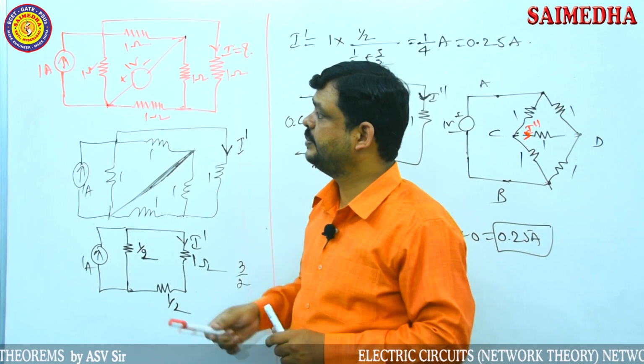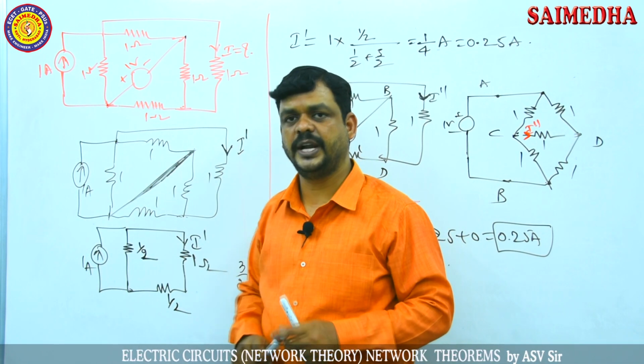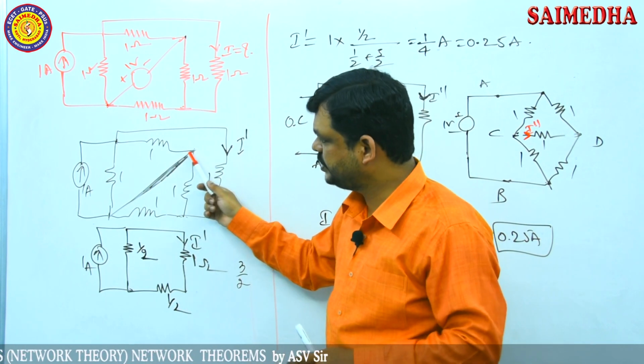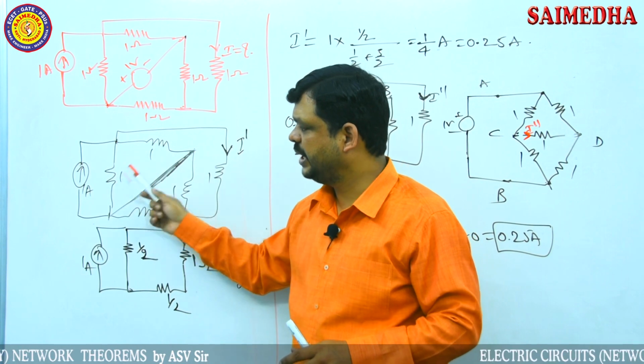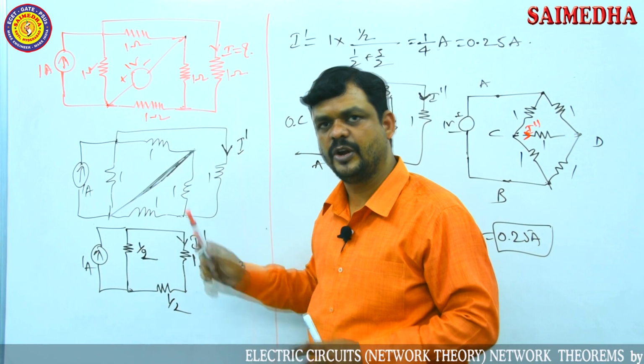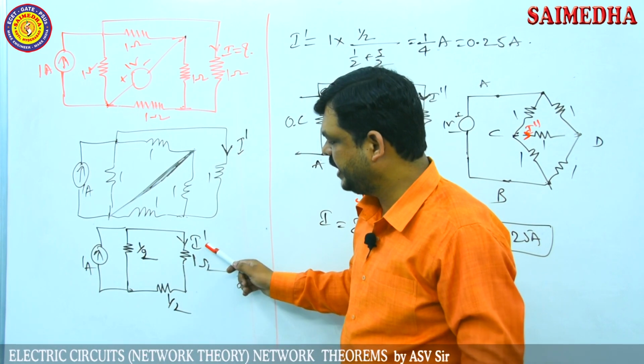From the superposition theorem, only one source is activated at a time. So first, the current source is connected and the voltage source acts as a short circuit. If the voltage source is short circuited, these two elements are in parallel combination and these two are also in parallel combination. Then the simplified network is like this. From this network, find I dash.